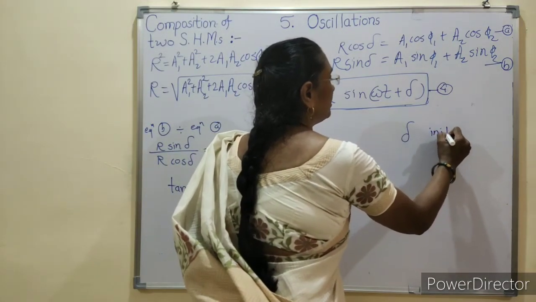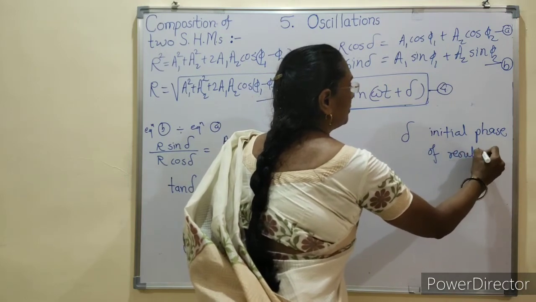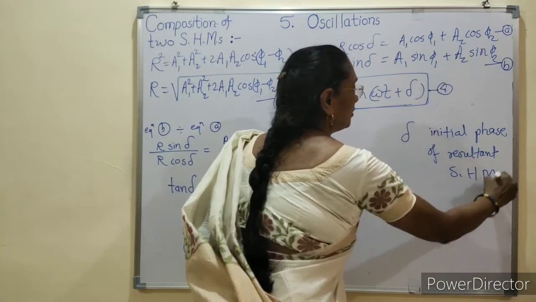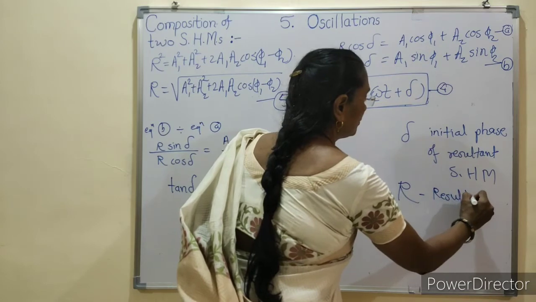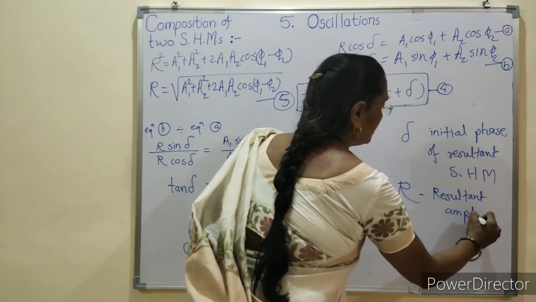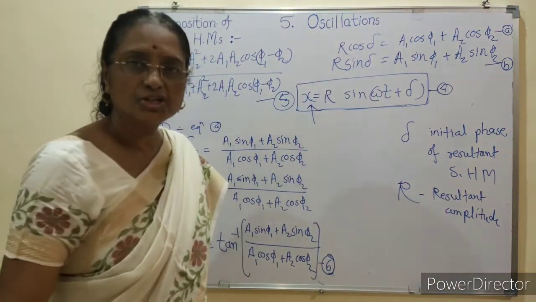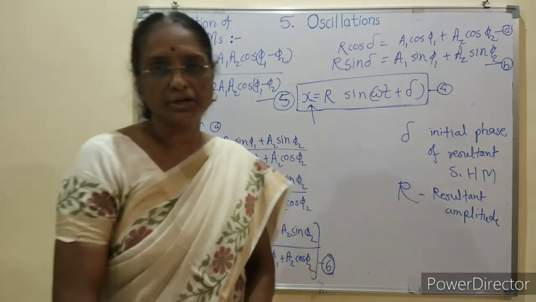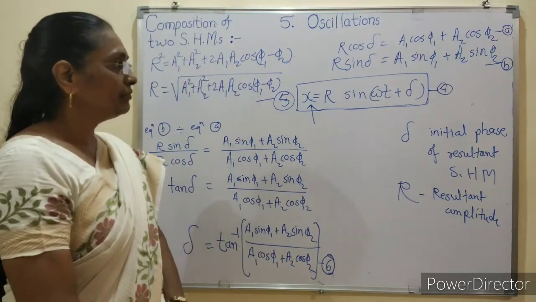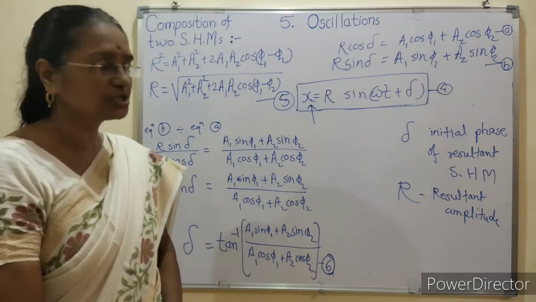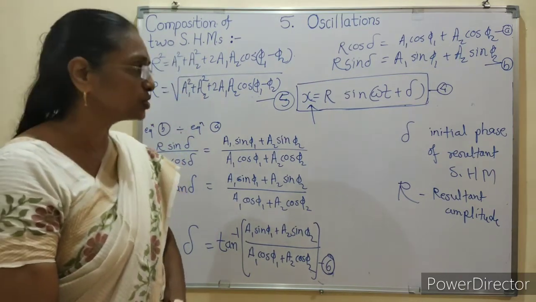Delta represents the initial phase of the resultant S.H.M., and R indicates the resultant amplitude of the resultant S.H.M., and x denotes the resultant displacement when the body is subjected to two forces. So these are the equations. Equations 4, 5 and 6 are the equations for the combination of S.H.M.s we can use.